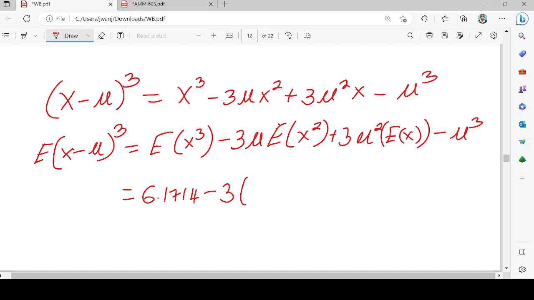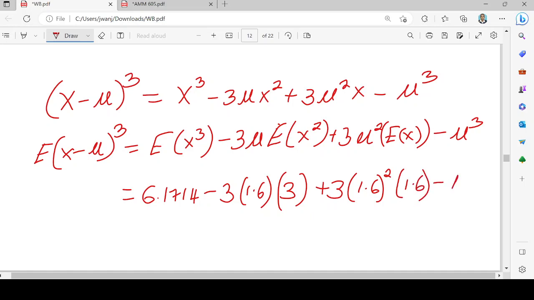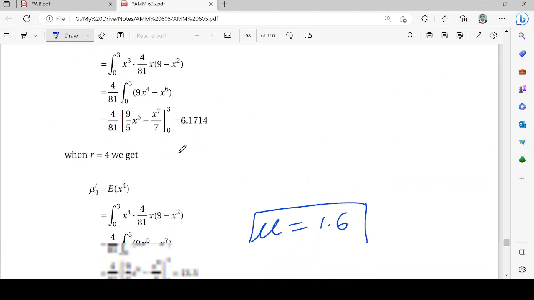Then we can write minus 3. Mu is 1.6. The expected value of x squared is 3. That was the second moment about the origin. Then we have plus 3. Mu is 1.6, so we square that. The expected value of x is 1.6, which is the mean. And then we have 1.6 raised to the power of 3. So by expanding that, we see that we can express the moment about the mean in terms of the moment about the origin. And then we can use the results from the moments about the origin and substitute to get the moment about the mean.